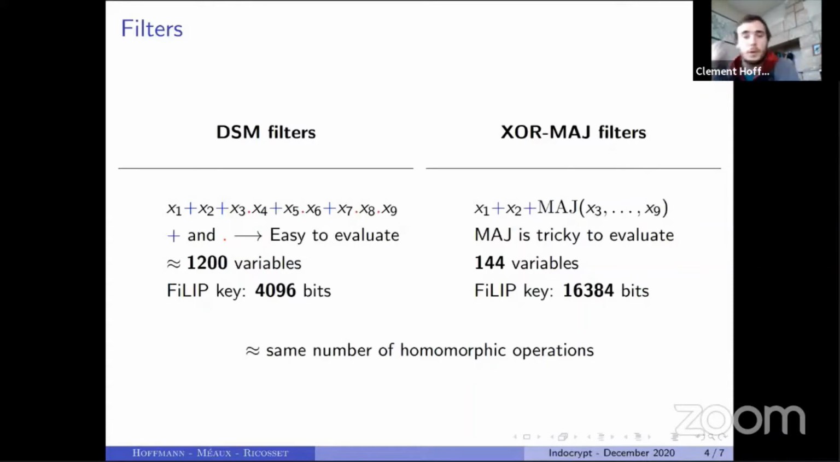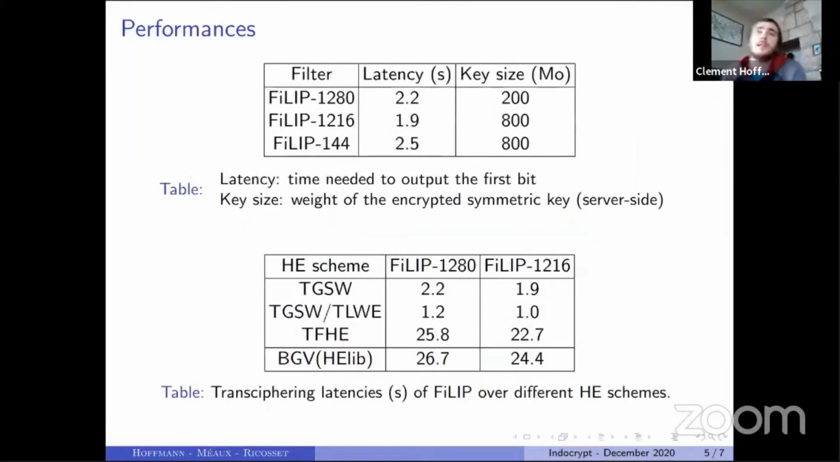We ended up with the following results. The data presented are the key size of the symmetric key server side. As I said earlier, you need an homomorphic encryption of the symmetric key, so this is the key we are talking about. And the latency. Latency is the time needed to output the first homomorphic bit. In the case of Philip, since it's a stream cipher, we send the bits one by one. Therefore, the latency is the same as the throughput, which means basically that we can perform a transciphering every 2 seconds, approximately, depending on the filter. We compared these results with other implementations of Philip.